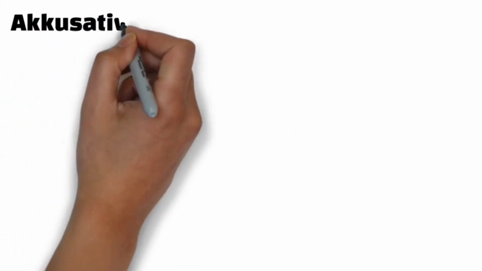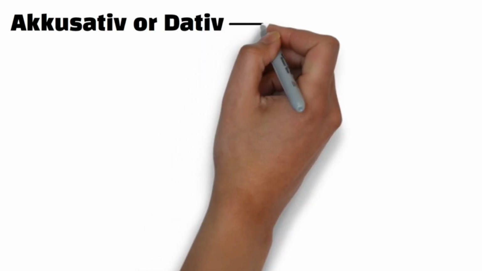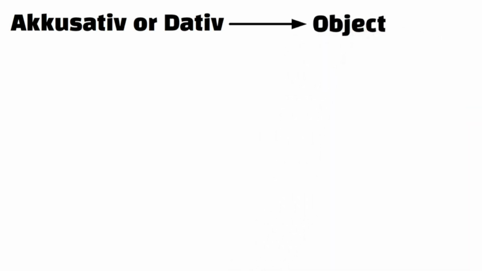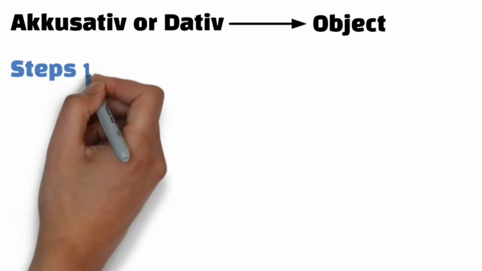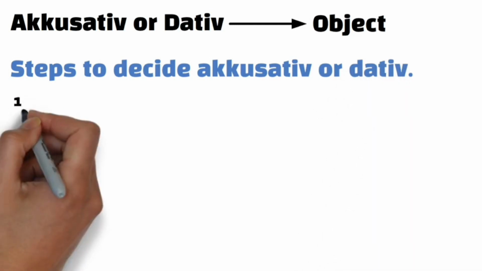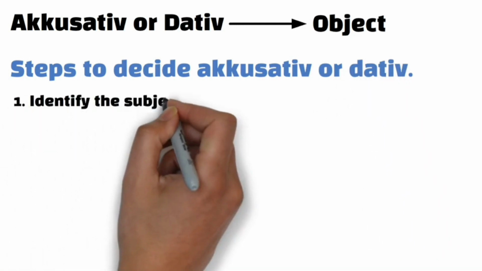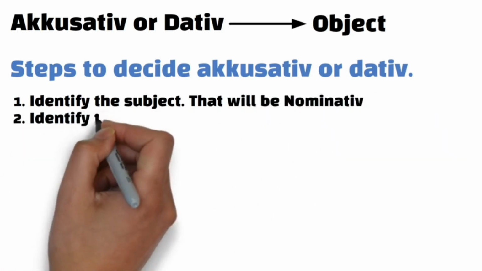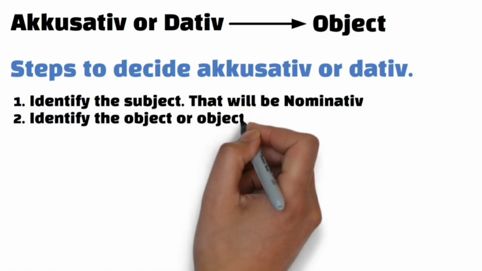Now we have to identify the accusative and dative cases in the sentence. So both accusative and dative are simply the objects. So there are a few steps to decide if the object is accusative or dative. First is to identify the subject. That will be nominative. Then you have to identify the object or the objects.